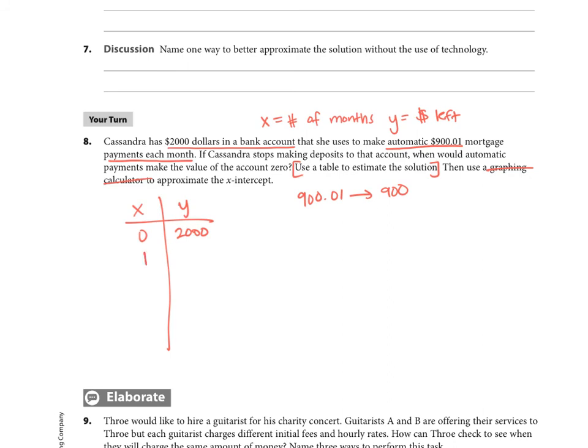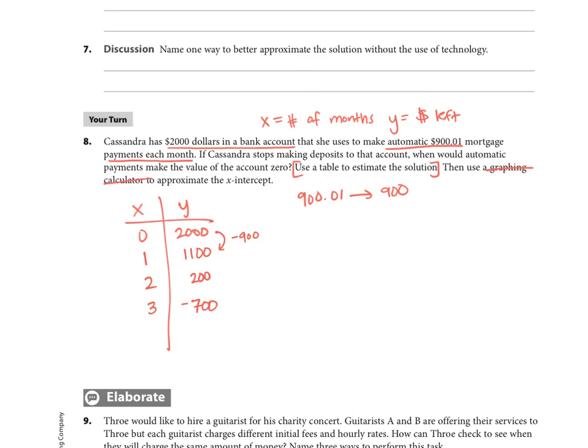So after 1 month, if we subtract 900, there's going to be 1,100 left. 2 months, there's going to be, how much? 200 left, right? And 3 months, there's not going to be enough money. If they try to take out $900 from the bank account after 2 months, it's going to be in the negative. Really, it's going to be overdrawn.